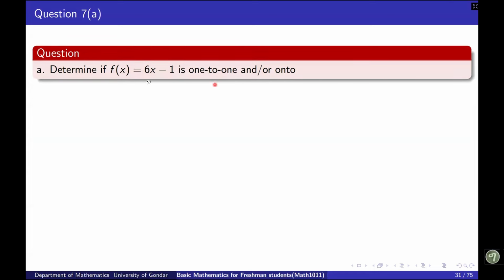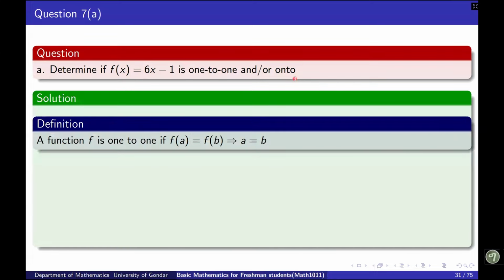First one is determine if f of x equal to 6x minus 1 is 1 to 1 and or onto. We know that a function f is said to be 1 to 1 if and only if f of a is equal to f of b implies a is equal to b. That means a function is said to be 1 to 1 whenever no two elements of the domain of the given function have the same image within the corresponding range.